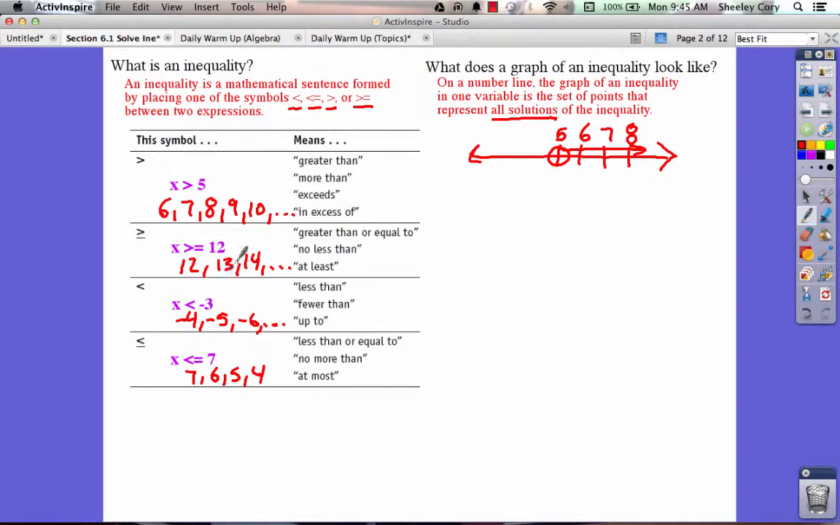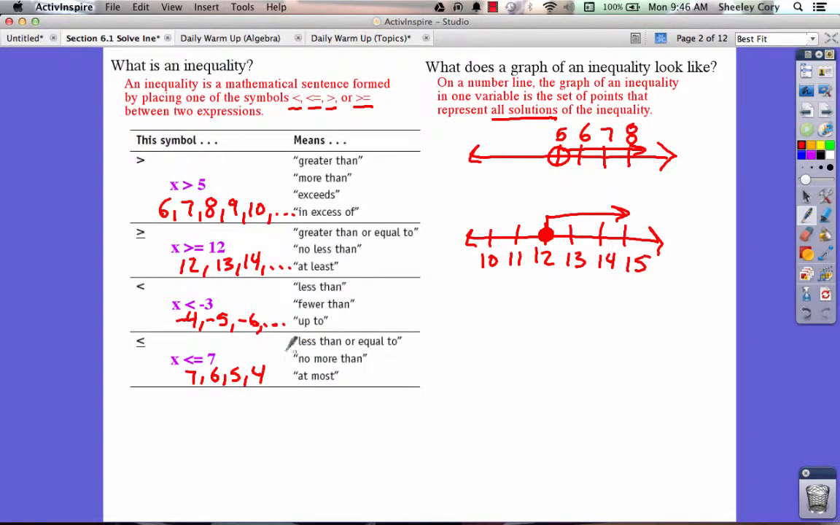For x ≥ 12, now you draw the number line and mark 12, 13, 14, 15, you might even say 11, 10, but this time it can be equal. So instead of using an open dot, we're going to close the dot on 12, and it says greater than or equal to 12, and then we're going to draw our line going that direction. This is x ≥ 12. It can equal 12, so we fill in the dot.